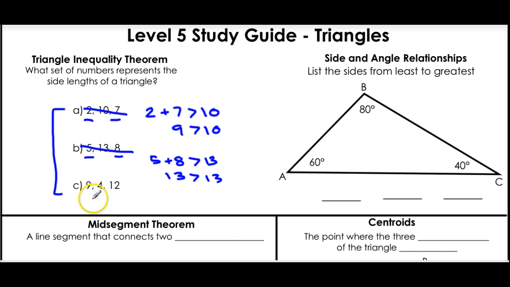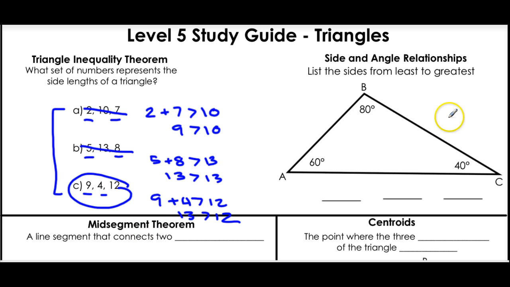Let's try our third one. 9 and 4, those are our small ones. 9 plus 4 is greater than 12. 13 is greater than 12. Since our two smaller sides are greater than our third side, that is our answer.